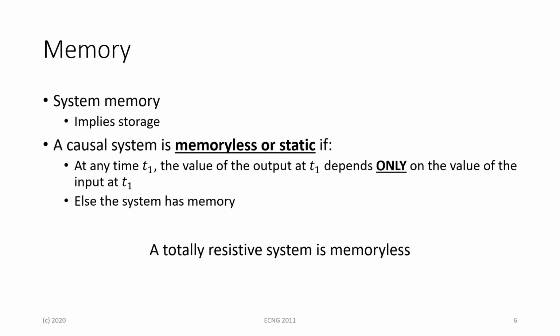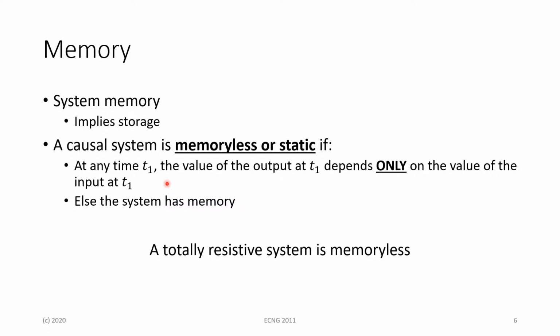Alright, so our next property is memory, and the term memory implies some sort of storage. Any memoryless or static system depends only on this condition: at any time t1, the value of the output at t1 depends only on the value of the input at t1. That means the inputs and outputs must be at the same time instance for it to be memoryless or static.